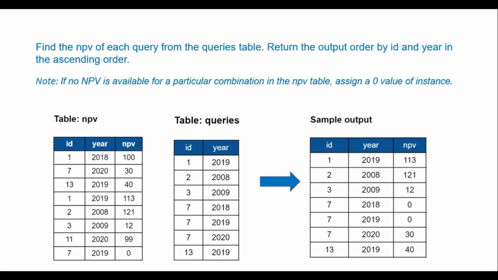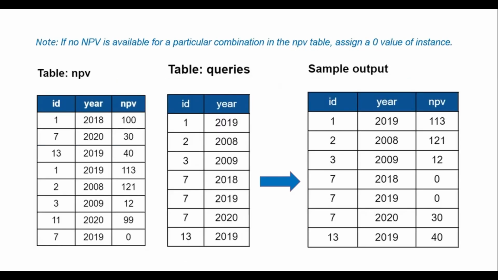We have 3 columns, ID, year, and NPV, as we wanted to find the NPV of each query from the queries table. So let's see how this output was derived. For the combination of ID 1 and 2019, the NPV value is 113, so we have listed the NPV value over here. For ID 2 and year 2008, the NPV value is 121, and this is how it is displayed. For ID 3 and year 2009, the NPV value is 12, and this is how it has been derived.